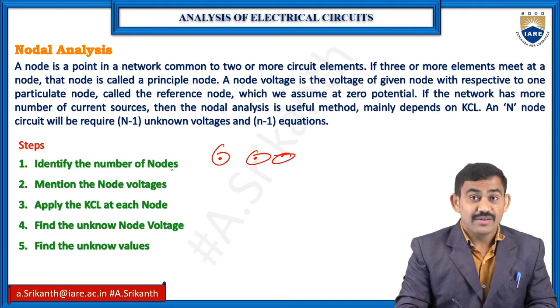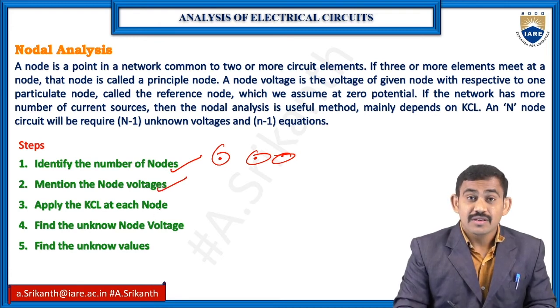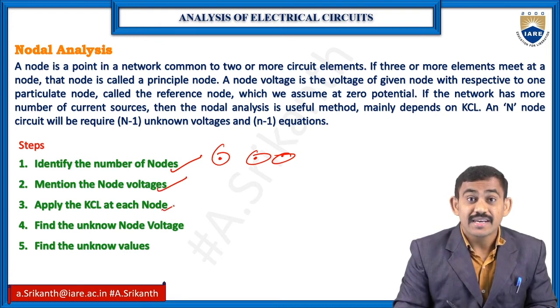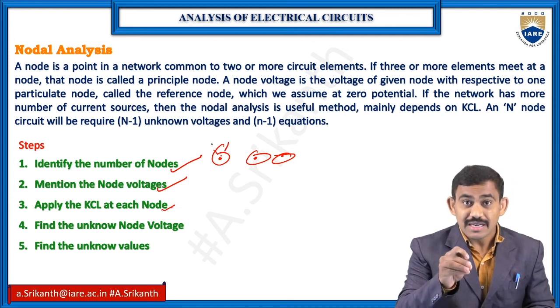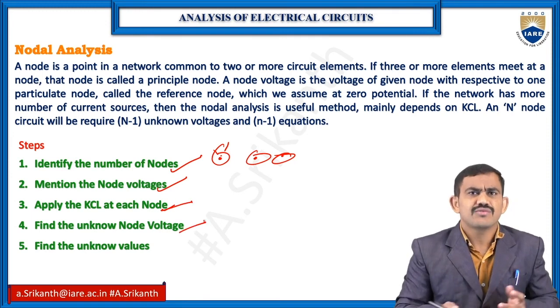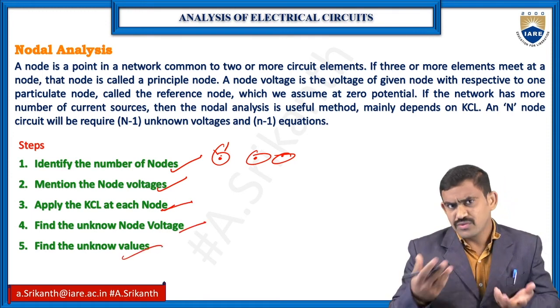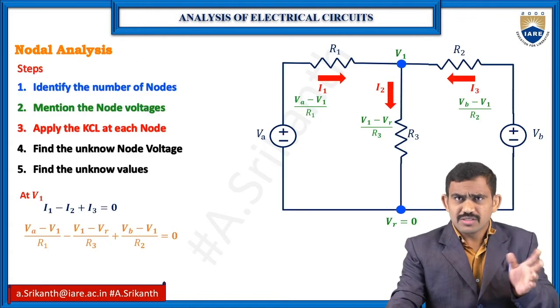Again, same steps. Identify the number of nodes and node voltages, and use Kirchhoff's current law. At a particular node, incoming currents are equal to outgoing currents. Using that law, I find the equations. Then, from the unknown voltage values, we can find the unknown current values and power values. Okay, now coming to a small circuit here.